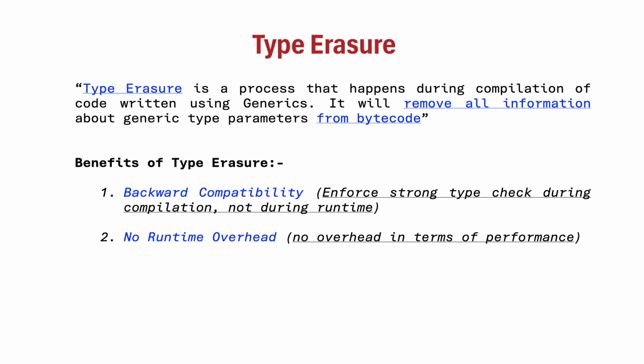And why does it do that? It helps to have backward compatibility at runtime with all the previous JVMs. And there won't be any runtime overhead as well. These are some of the key benefits of using type erasure. Type erasure happens during the compilation itself into the bytecode, and it won't be explicitly added into the code by the developer.